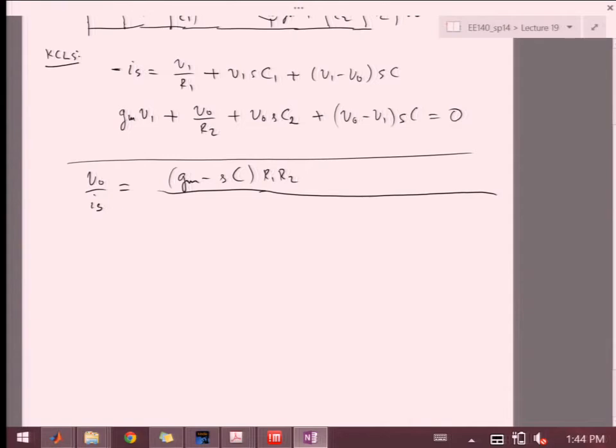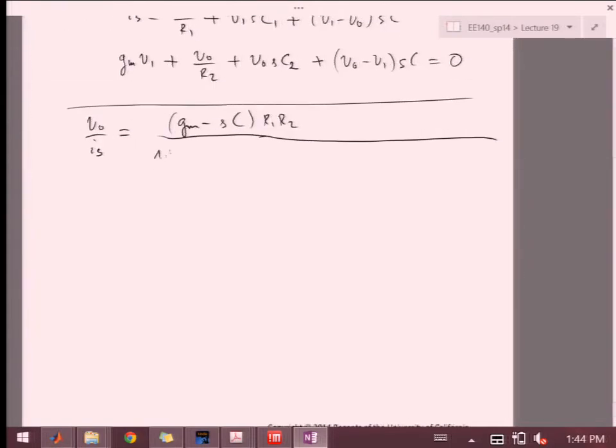GM minus SC, R1, R2. And then over here we have 1 plus S times C plus C2 times R2 plus C plus C1 times R1 plus GM1 R1 R2 C. And then plus, we have the factor with S squared, and that's R1 R2 times C1 C2 plus CC1 plus CC2. Okay.